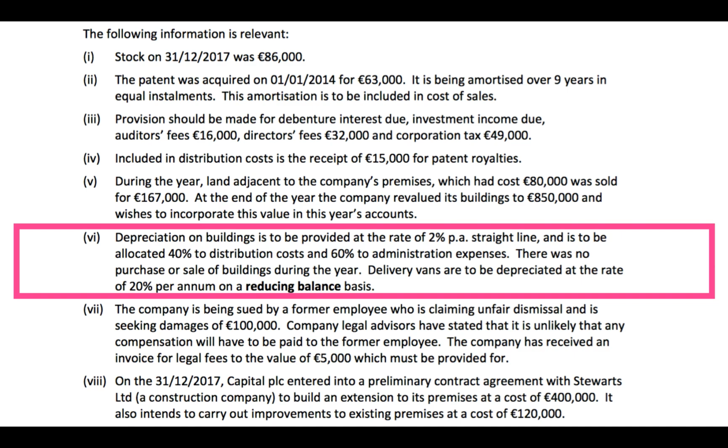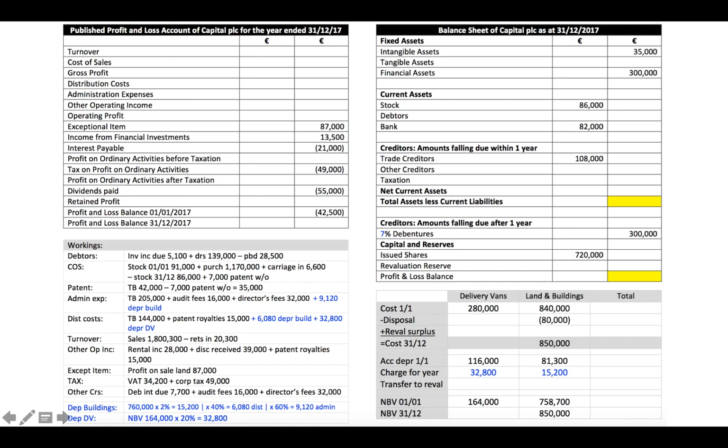So for delivery vans, there was no purchase or sale of buildings during the year as well, important to note. Delivery vans are depreciated 20% on a reducing balance basis. So that basically means on whatever they are worth now, so the net book value. Okay, so let's go and calculate this out. So the depreciation of buildings. The buildings cost €760,000. Multiply that by 2% of cost, so that's 15,200.